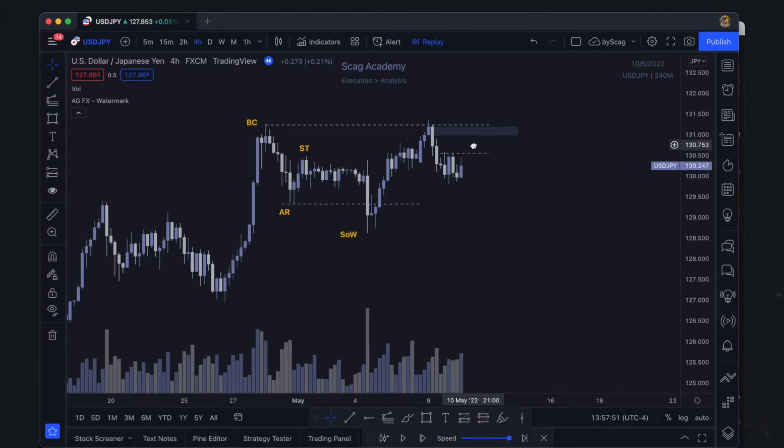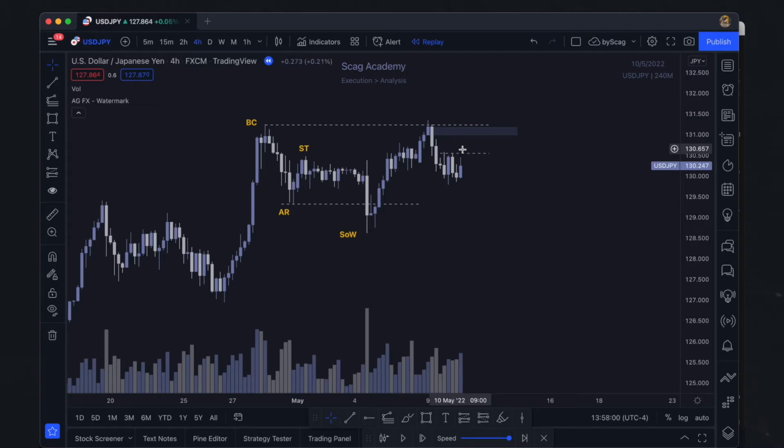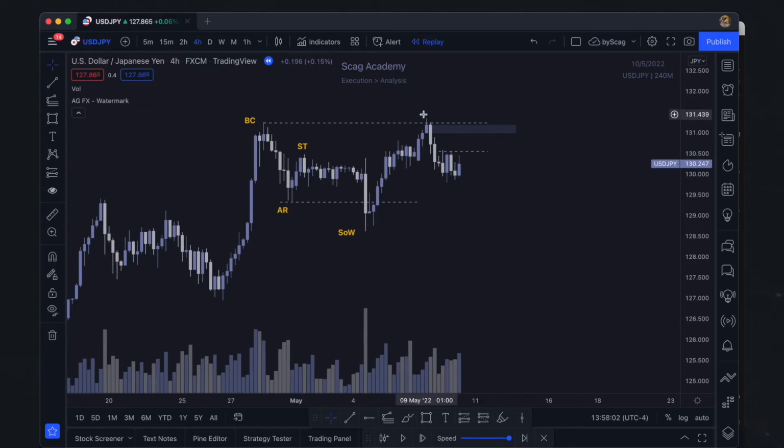And what we were looking for, again, just a spike above this on that CPI data, and then after that kind of resolved itself, we were going to look to the downside, right? So trading from above 130.50, our risk being that 131.45.